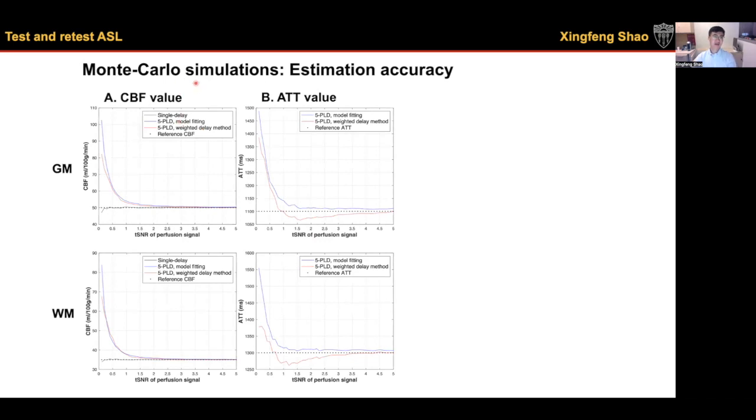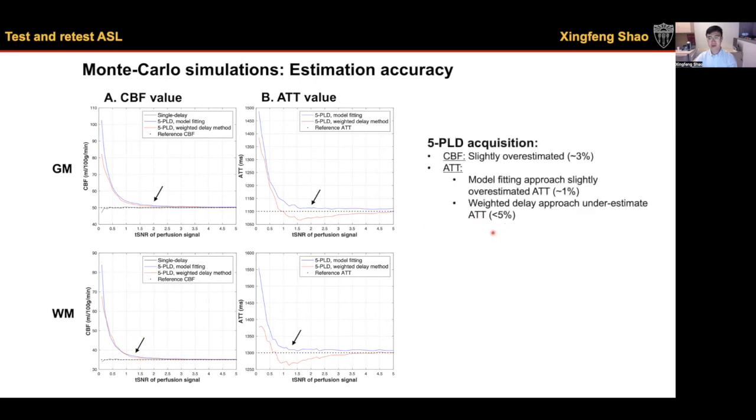Here are the results of the Monte Carlo simulation. You can see the CBF values on the left and the ATT values on the right, for gray matter and white matter. The black arrows indicate the typical temporal SNR, about 2 for gray matter and about 1.4 for white matter. For the 5PLD acquisition, the CBF values are slightly overestimated, as you can see in the blue and the red lines here. For the arterial transit time, the model fitting approach slightly overestimates and the weighted delay approach slightly underestimates, but it's only about 1 to 5%.